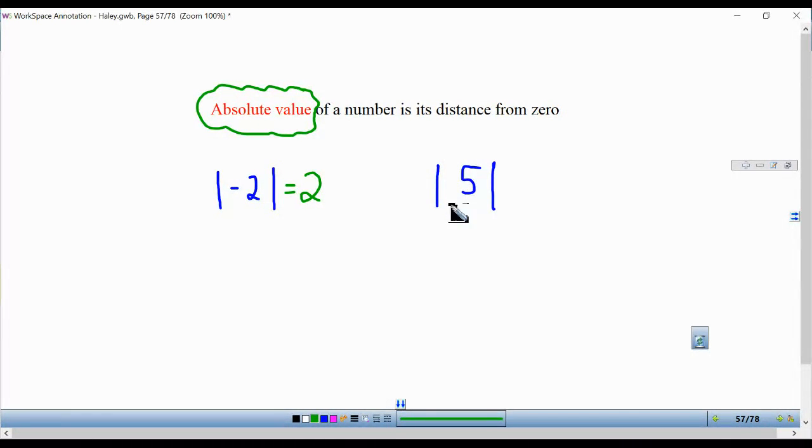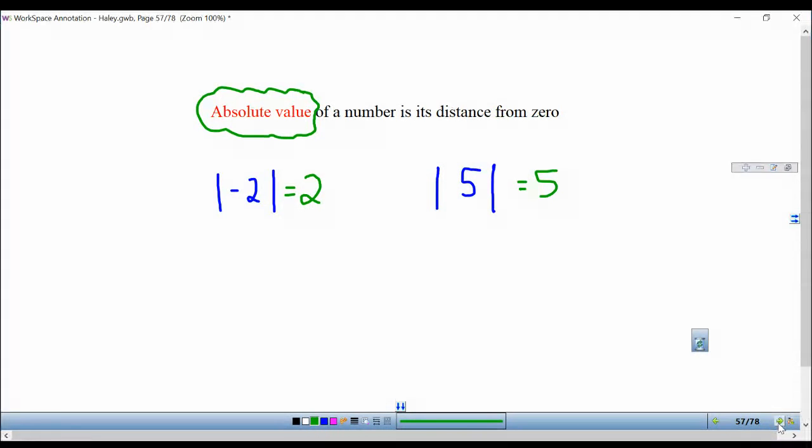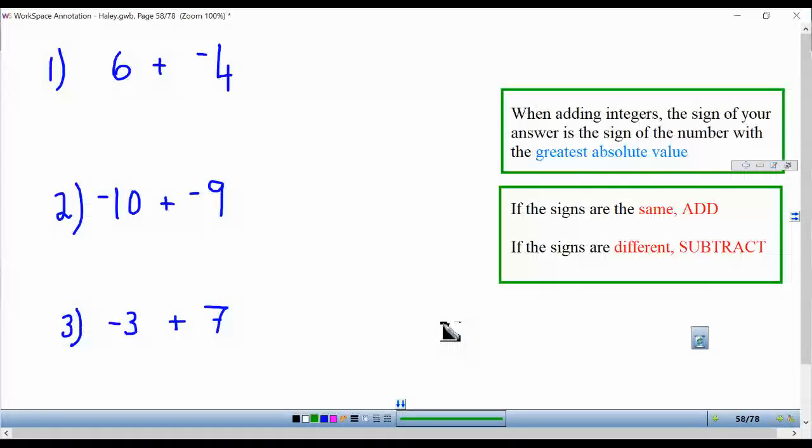The absolute value of 5 is the distance 5 is from zero. That's just 5. So basically, if you're just talking about the absolute value of a number, it's a positive number. It's looking at the distance away from zero without taking into consideration its sign. We're going to use this when we add and subtract with numbers. So we'll just do some examples here.